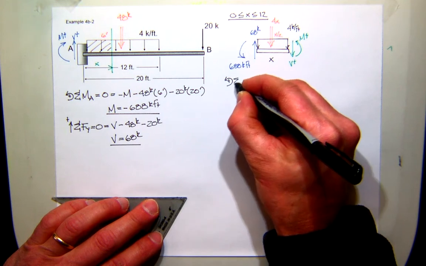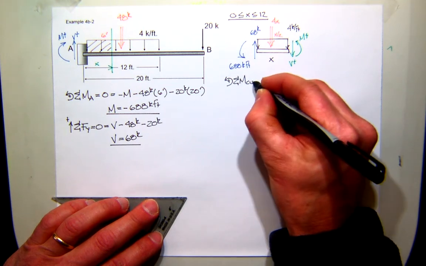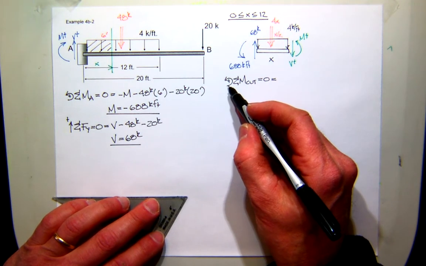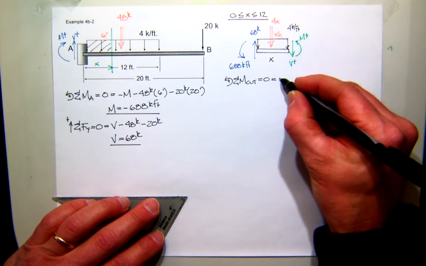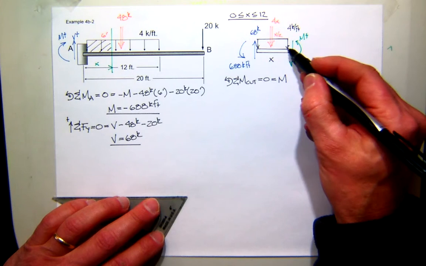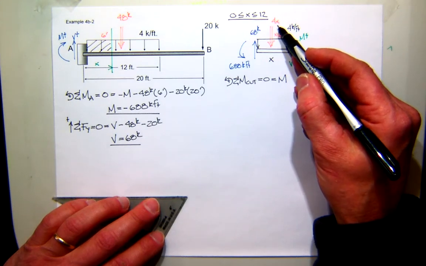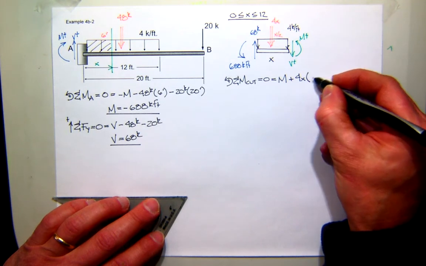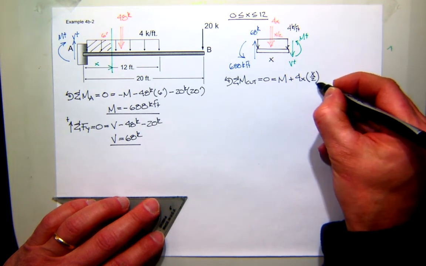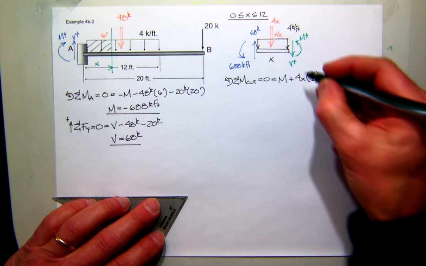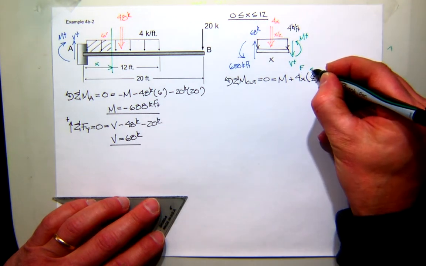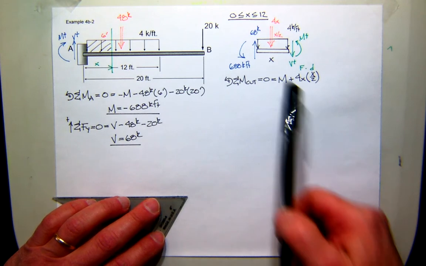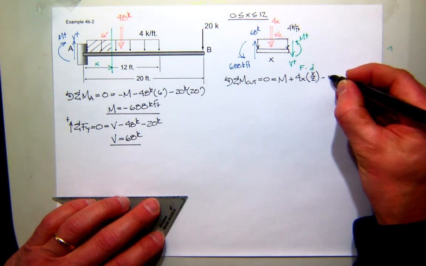So I'll start with summing moments at the cut. And what do I have? I'm using the right-hand rule for my signs. So this moment becomes positive. The moment about the cut due to the 4x load is also positive. So the force is 4x. The moment arm is x over 2. So just so you don't forget, I'll write here that this is the force and this is the distance. Force times distance, right?